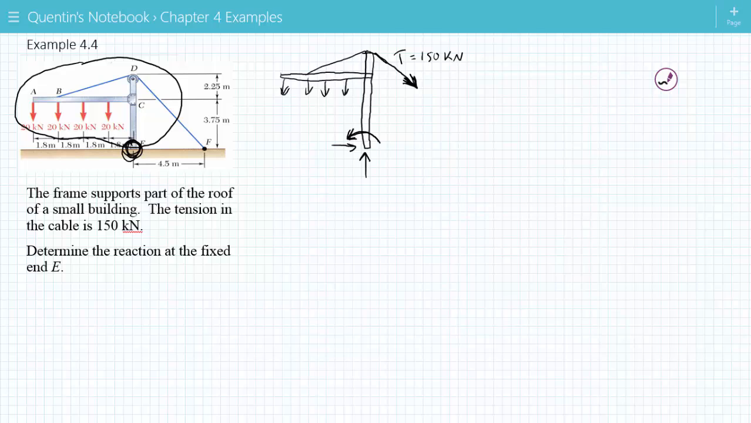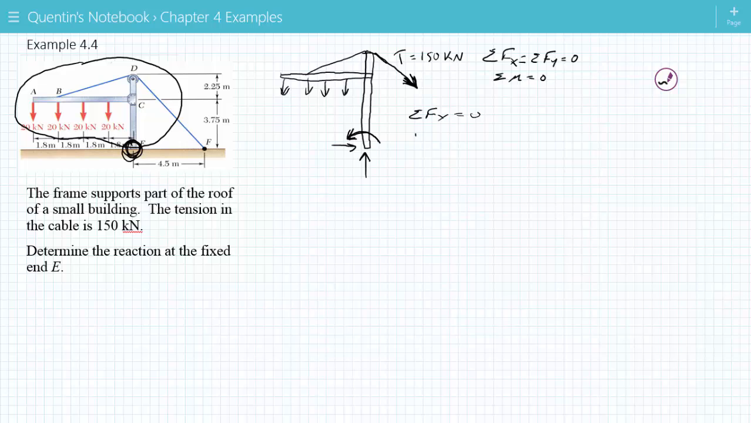Okay, so what are our equations? Well, you have the sum of the forces in x, the sum of the forces in y, each equal to 0, and you have the sum of the moments equal to 0. So which one should we start with? Well, in this case, let's start with the sum of the forces in x, because there's only one force that has a value in x. And so therefore, the sum of the forces in x is equal to 0.